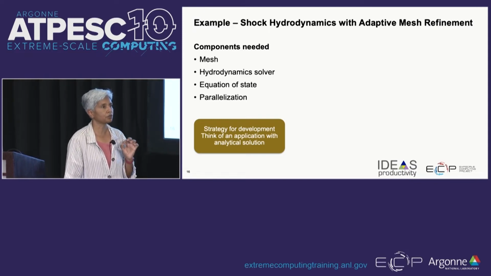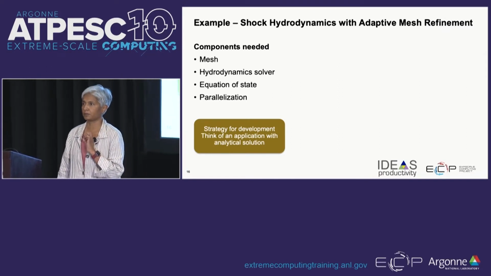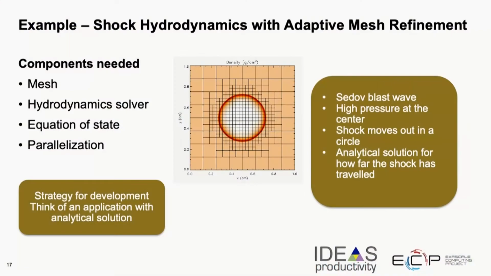So, first thing you do is you think about a situation where there is a problem you can code where there is an analytical solution for a shock hydrodynamics problem, and it so happens that there is. This is the Sedov blast problem. If in a domain you place a pressure spike at the center, a shock wave goes out radially in all directions equally, and the distance that the shock wave has traveled can be computed analytically. So, this is the basis on which we are going to build our testing scaffolding.